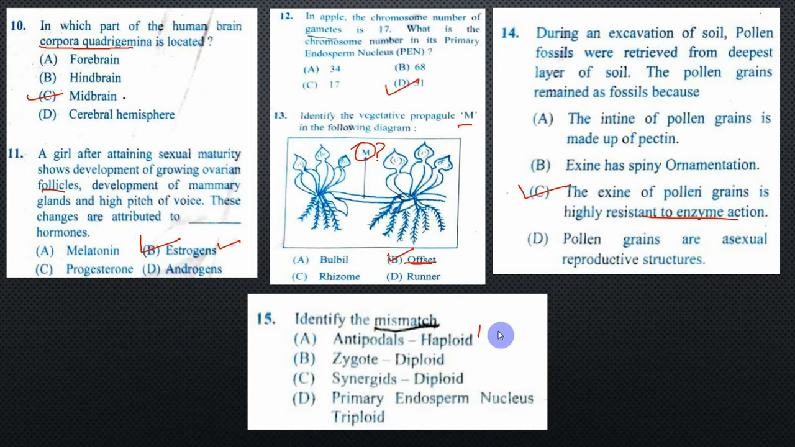Antipodals, they are haploid, actually it is true. Zygote is diploid, it is true. And synergid is diploid? No, it is actually haploid. So the right answer is C. And primary endosperm nucleus is, yeah, triploid, it is true. So the right option over here is the synergid, which should be haploid, but the mismatch is with the diploid. Hence C is the right option for this question.